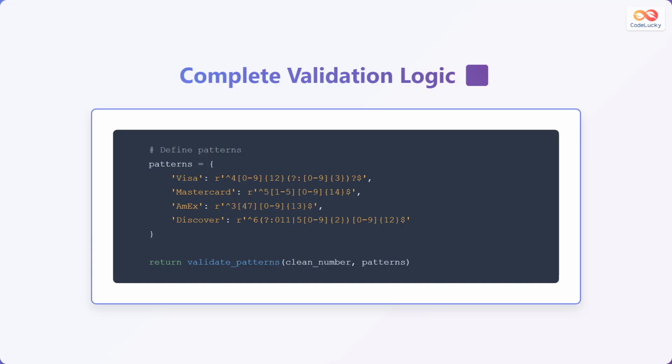Now, for the complete validation logic in Python, we define a dictionary called patterns, where keys are the card types like Visa, Mastercard, Amex, and Discover, and values are their corresponding regular expression patterns. These patterns are raw strings to treat backslashes literally. Then we return the result of a validate patterns function, passing in the cleaned card number and the patterns dictionary for matching. This encapsulates the full validation process.